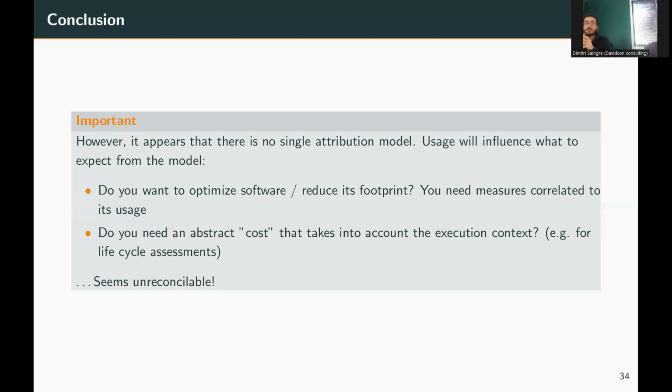And those both concerns seem impossible to reconcile. So you can't have a model that can be used to optimize your software, but also to measure what is dependent on the execution context. That's especially important to know in the context of cloud computing, where you have different applications on the same server. Also, those applications are hosted inside virtual machines, and you are in your own virtual machine, and you don't have any vision of the execution context.